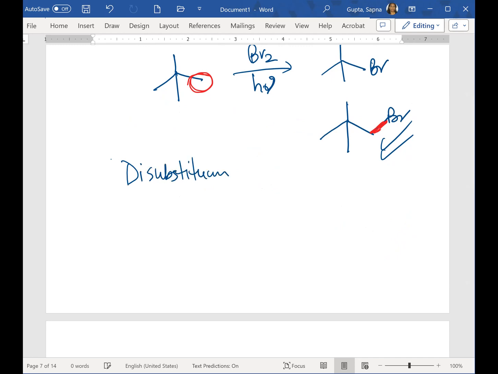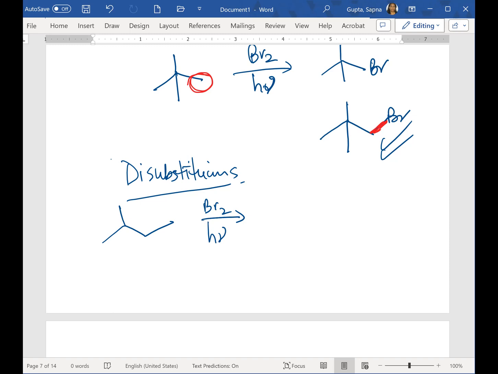So you can get disubstitutions also. It's not something that doesn't happen. It happens. So it depends on the question. If I ask you, give me all the disubstituted products, then just give me all the disubstituted products. If I say, give me all the monosubstituted products, then you just give me the monosubstituted products. In the mono, just one hydrogen is gone. In the di, two hydrogens will be gone.